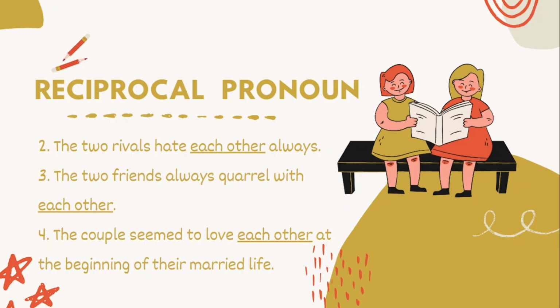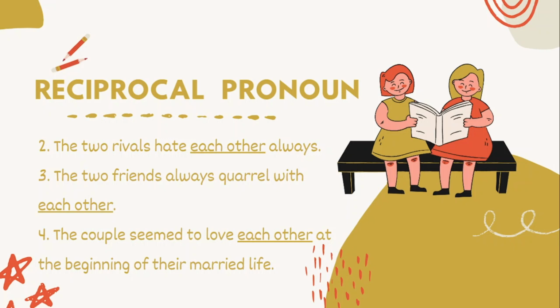The first rival hates the second one always, and the second rival hates the first one always. Here, the word each other shows such a kind of mutual relationship between the two rivals. That is why the word each other is called as reciprocal pronoun. Why each other is used in this sentence? Here only two persons are there, that is two rivals.